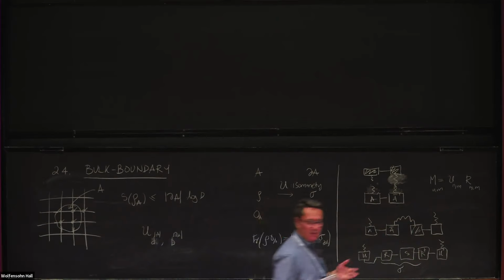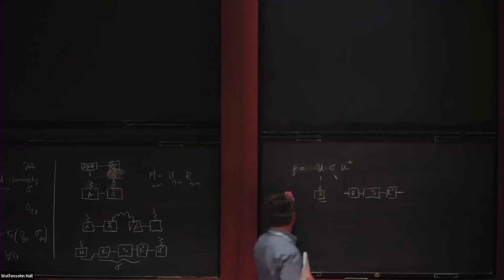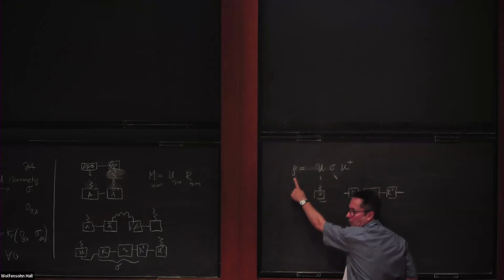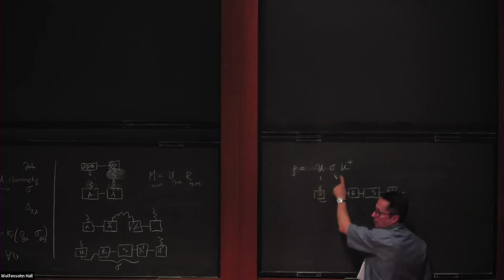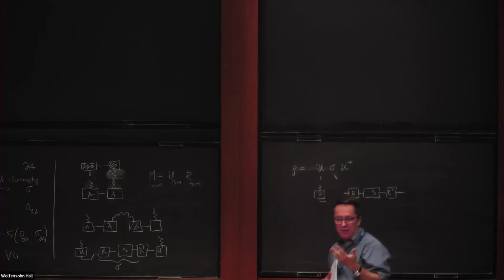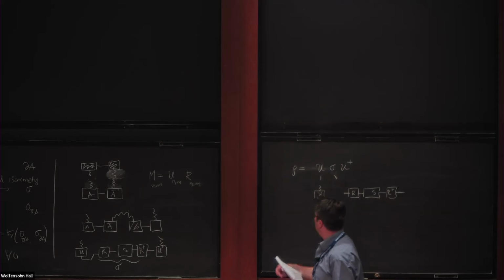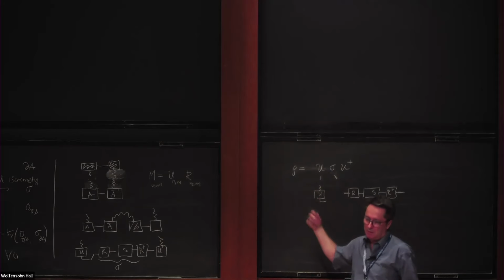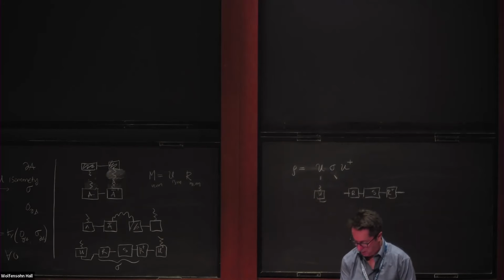Now, since this is an isometry, when you compute things like the entanglement spectrum of rho, it will be exactly the same as the entanglement spectrum of sigma. So once you have your sigma, your boundary theory, your boundary density operator, you can compute the spectrum, and this will give you the spectrum of the reduced state. And this is how people with tensor networks compute entanglement spectrums and things like that.